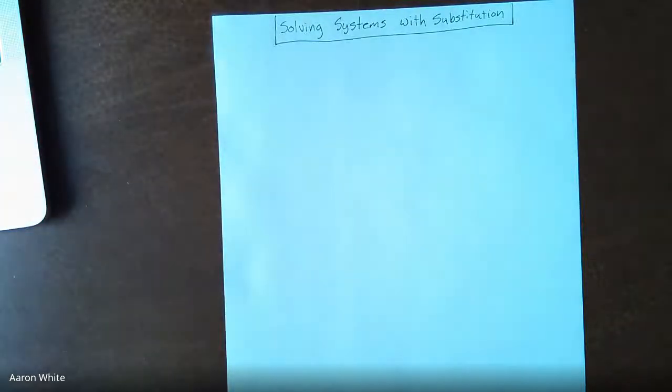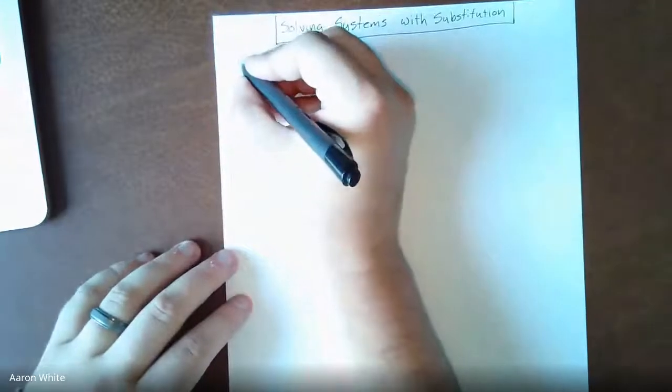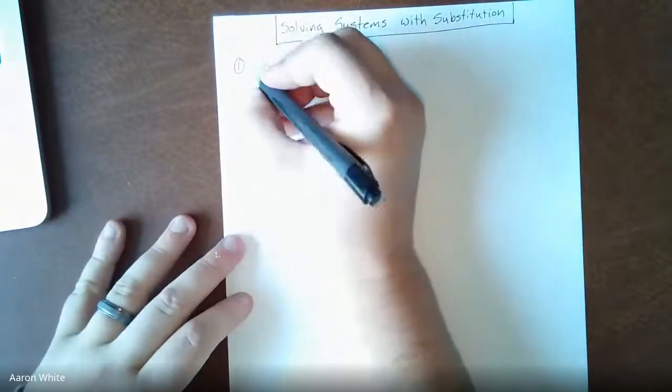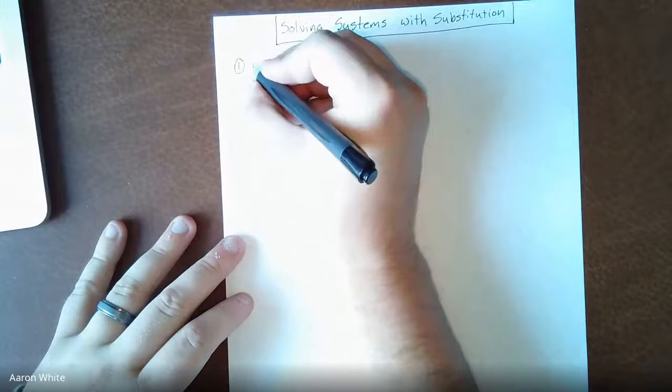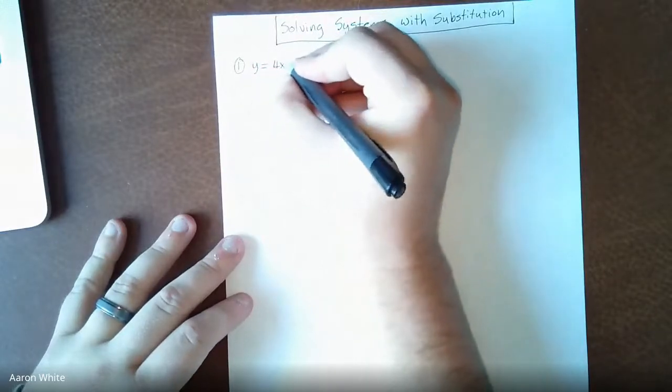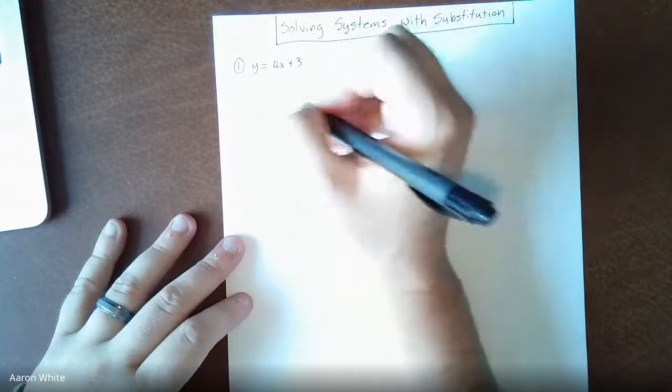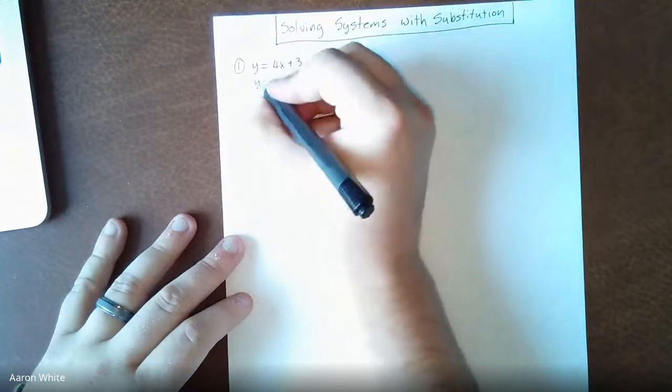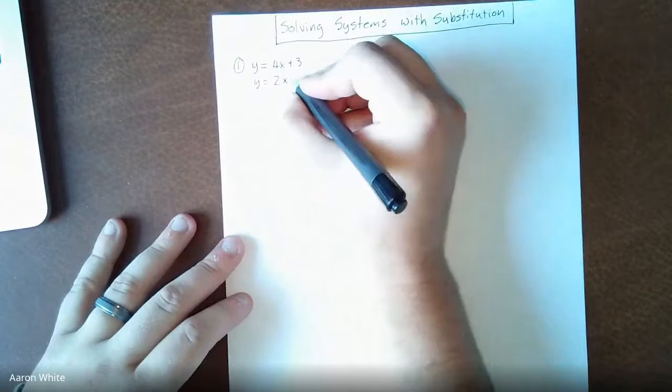Hello everyone and welcome to our video on solving linear systems using the substitution method. For question number 1, we are going to look at a linear system with these equations. So we're going to have y equals 4x plus 3 and y equals 2x plus 9.